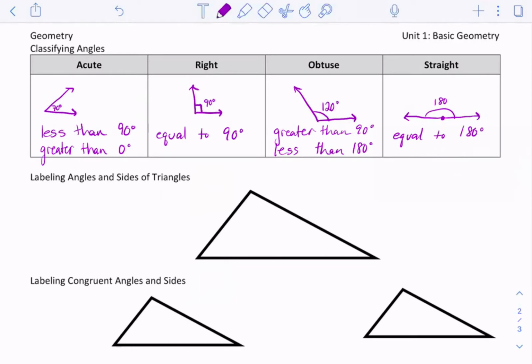So these are some key words. Some of you might remember them. Acute is small because it's so cute. Right is like a corner, like a right angle. It's 90 degrees. Obtuse, even the word, I think of obtuse as very big. And then straight, it's a straight line. A straight line always has 180 degrees.